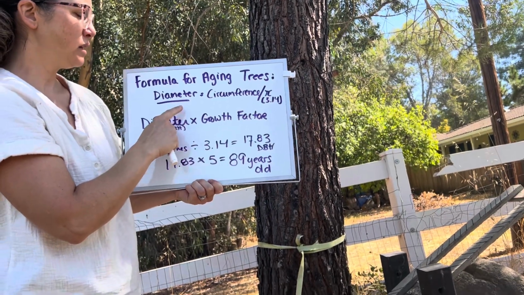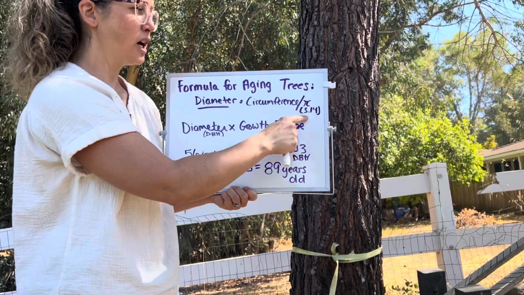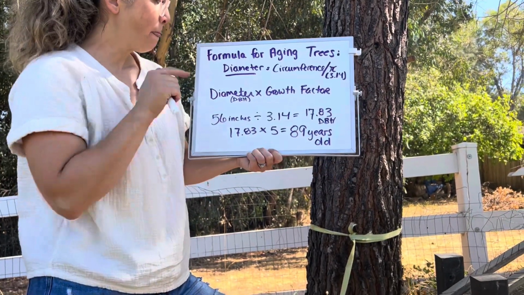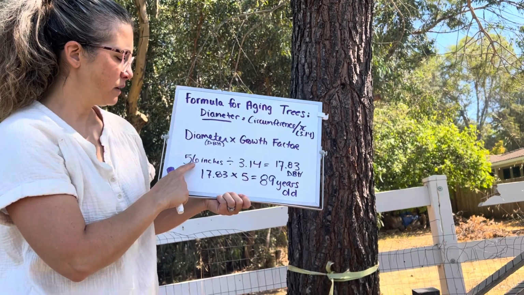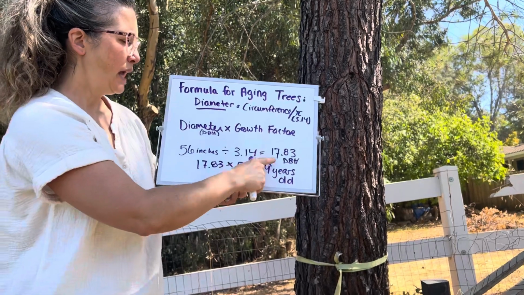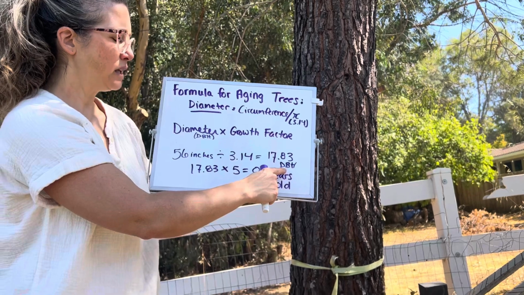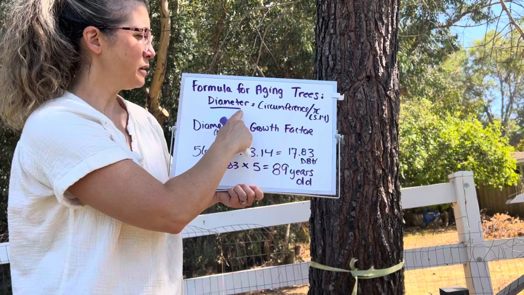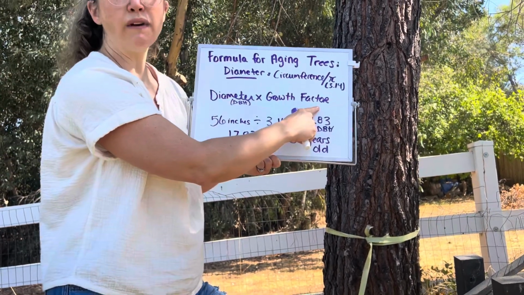So here's the formula for aging trees. We want to find out the diameter, and how we find out the diameter is taking the circumference and dividing it by pi, which is 3.14. So we have our circumference of the tree, 56 inches, and we're going to divide it by pi, 3.14, and so we have 17.83 inches, and that equals the diameter at breast height. We then take the diameter at breast height and multiply it by the growth factor of this tree.